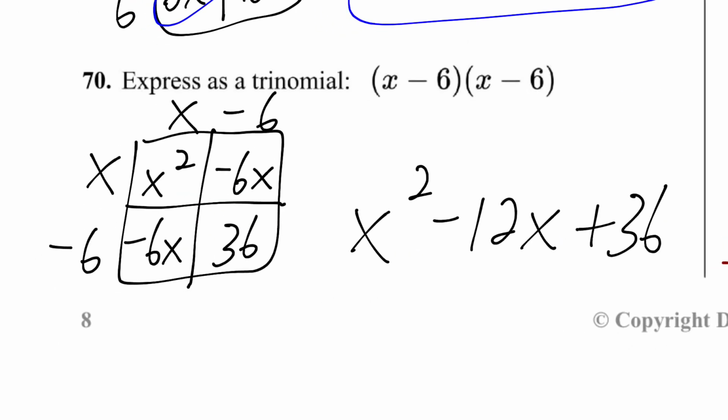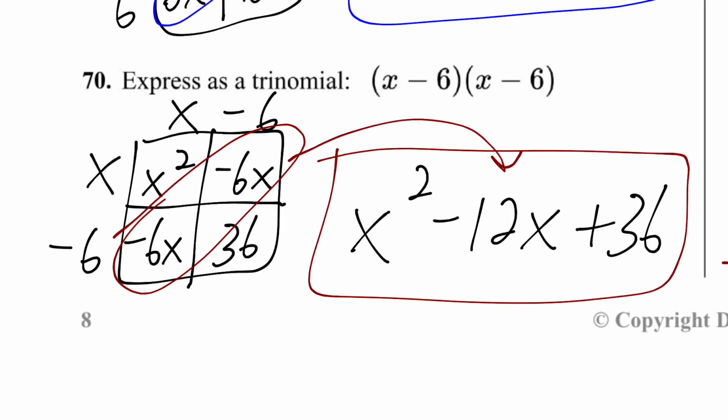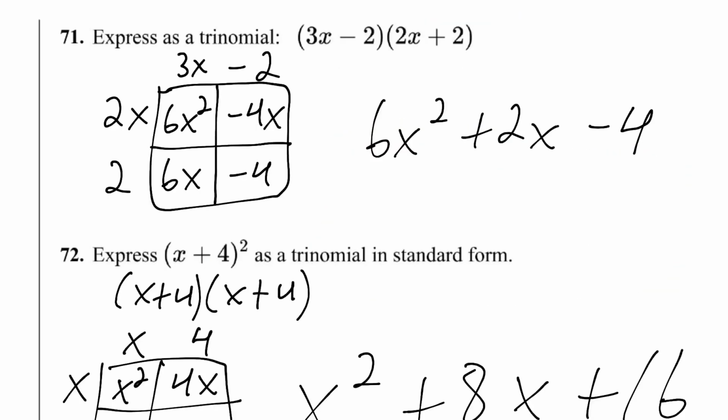Number 70, I set up my box method, and I have x minus 6 on the top and x minus 6 on the left. X times x times -6. -6 times -6, remember that comes out positive. I combine like terms on this diagonal, giving me that -12x, and this is my final answer. 71, I set up the box method, 3x minus 2, 2x and 2, multiply rows by columns. I combine like terms here on the diagonal. It combines to a positive 2x, and this is my final answer.